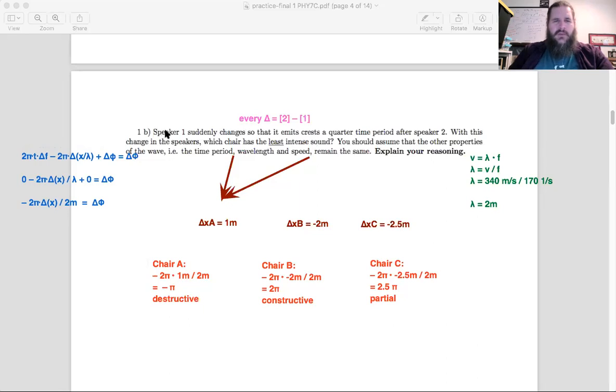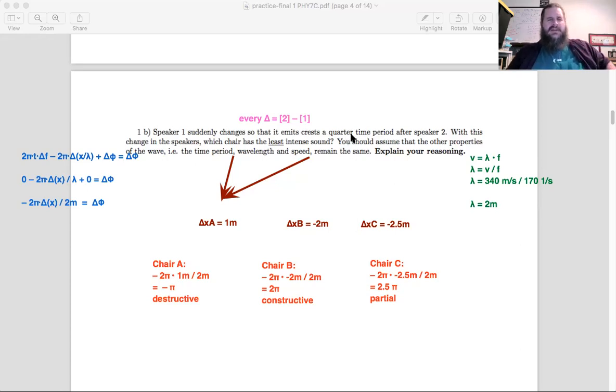It looks like speaker 1 is delayed. Speaker 2 gets a head start. So speaker 2 emits a crest, and then a quarter period later, speaker 1 emits the same crest. So speaker 1 has a delay. Speaker 2 has a head start. And if we subtract 2 minus 1, first of all, it's a quarter period.